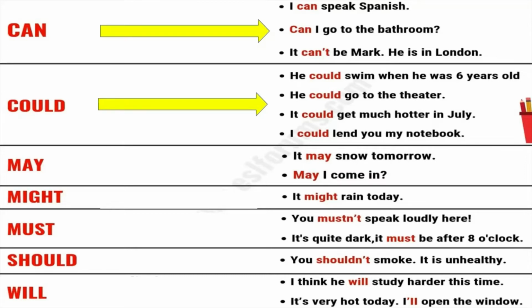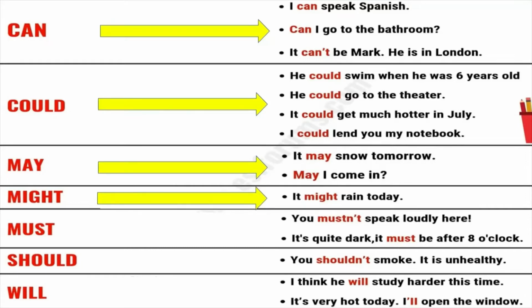Now, when I'm saying it could get much hotter in July, what am I saying? I'm predicting. I'm saying that there's a possibility that the temperature might get hotter. I could lend you my notebook. There is a possibility that I will lend you my notebook. May: it may snow tomorrow. May I come in? See, these two mays have different reasons. The first may is showing possibility, the second may is asking for permission. Now might again is a possibility: it might rain today. We don't know whether it will actually rain, it might.